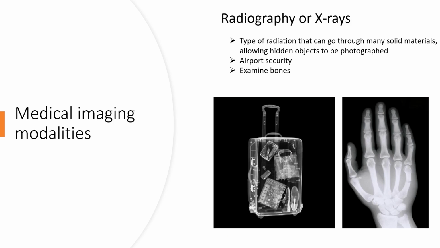Radiography, or X-rays. X-rays are a type of radiation that can go through many solid materials, allowing hidden objects to be photographed. In airport security, X-rays are used to inspect the interior of luggage for security threats before loading on the aircraft. In medicine, X-rays are mainly used to examine bones or to detect problems affecting some organs.